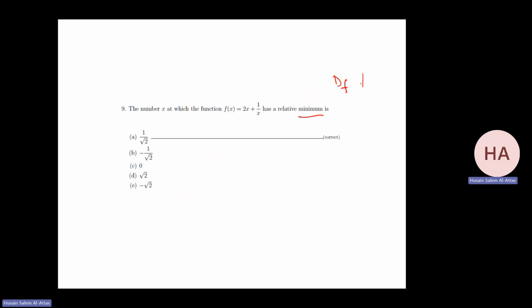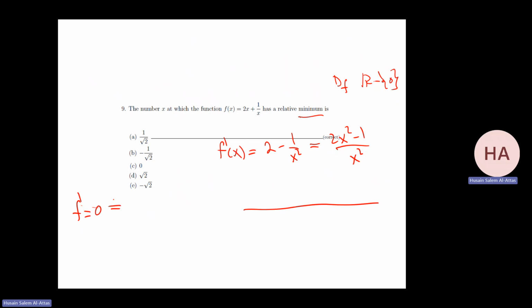What's the domain? All numbers except 0. So what is f prime? It's 2 minus 1 over x squared. In other words, it's 2x squared minus 1 over x squared. So I have f prime equal 0. So I have x equal plus or minus 1 over root 2. Okay, so I have minus 1 over root 2, and the 0 as a point of discontinuity, and 1 over root 2.